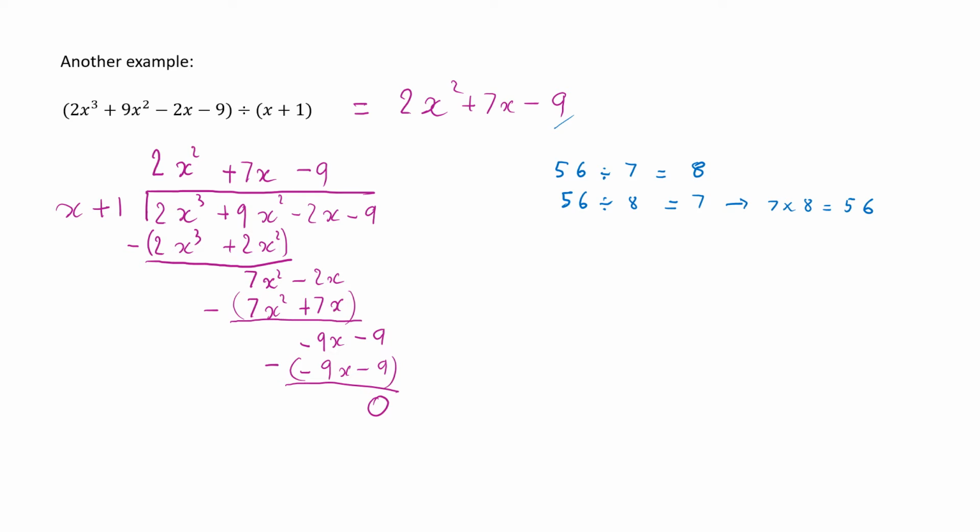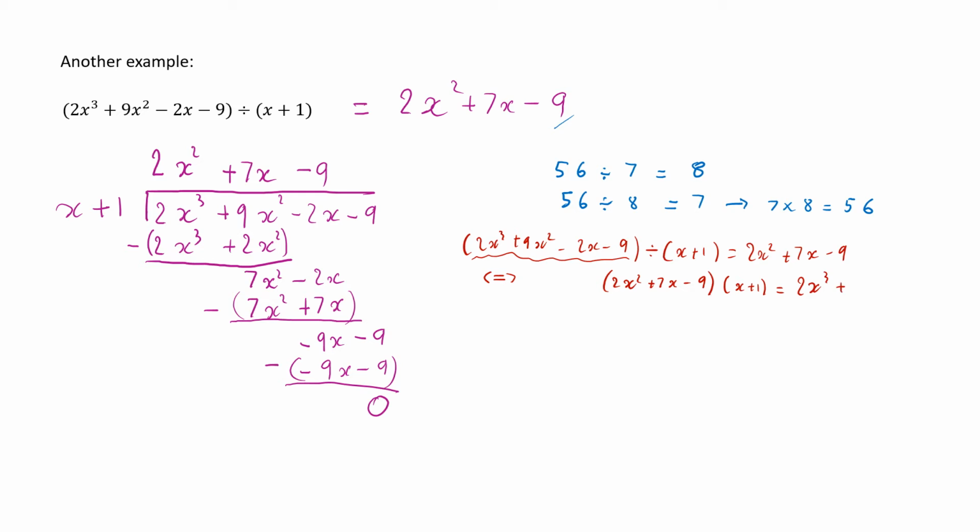So in terms of our algebraic division, what does it mean? Well, it means that if we know that 2x cubed plus 9x squared minus 2x minus 9 divided by x plus 1 is equal to 2x squared plus 7x minus 9, then this is equivalent. We also know that we can rewrite that as a multiplication. So this result of 2x squared plus 7x minus 9, if we multiply it by x plus 1, then what's the result? Well, the result is what we started from, 2x cubed plus 9x squared minus 2x minus 9.